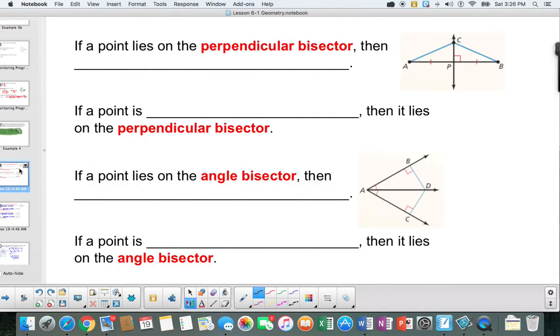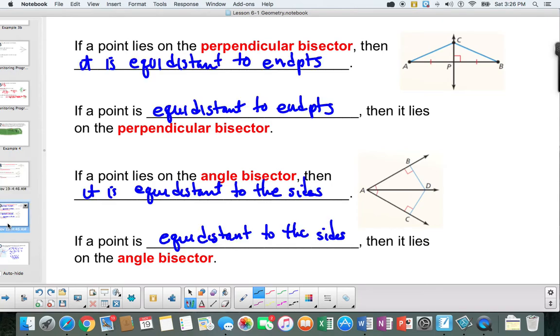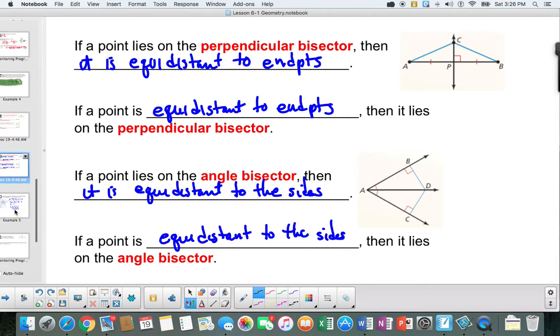Okay, here's a little summary of what we've been doing so far. Stop the screencast and see if you can fill in the blanks. Okay, here are the blanks. If you can say that something lies on the perpendicular bisector, then it's equidistant to the endpoints. And the converse, if something's equidistant to the endpoints, then it must lie on the perpendicular bisector. If a point lies on the angle bisector, then it is equidistant to the sides. And if a point is equidistant to the sides of an angle, then it lies on the angle bisector.